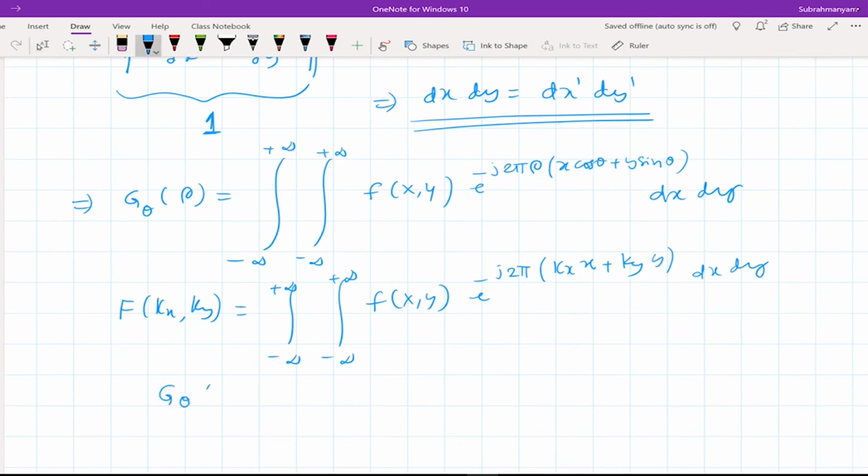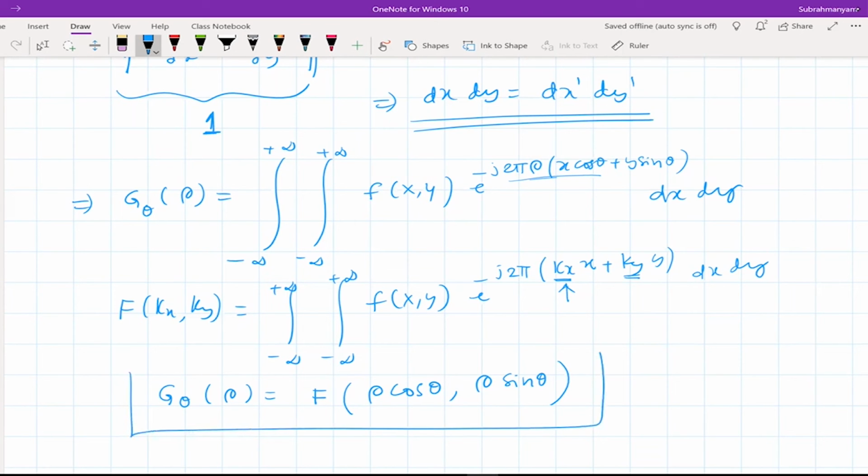G theta of rho is equal to f of what? You could substitute values of kx and ky, right? Rho cos theta, rho sin theta. That's it. Notice here, if I put rho cos theta, this term is 2 pi rho cos theta into x. If I put rho sin theta, it is 2 pi rho sin theta into y.